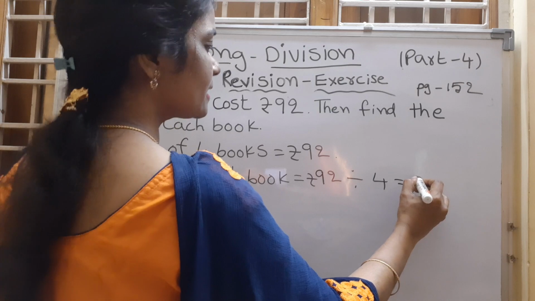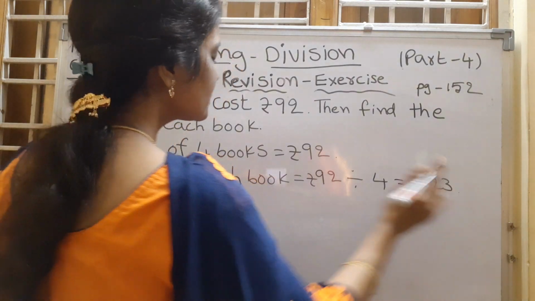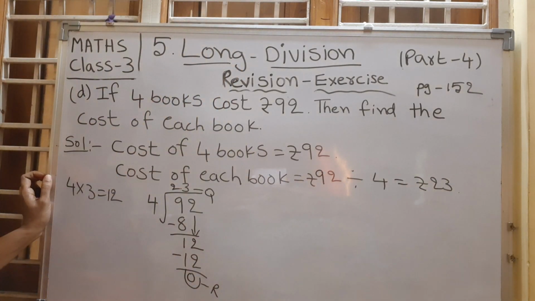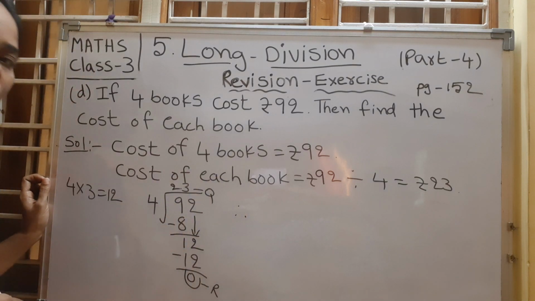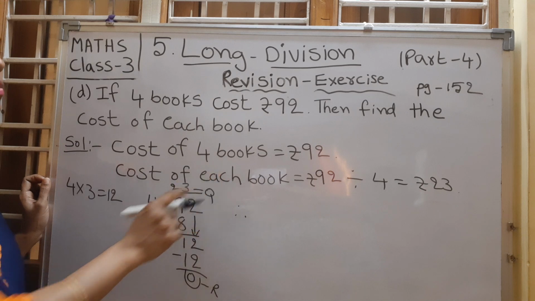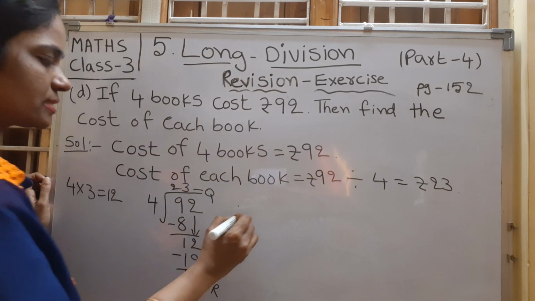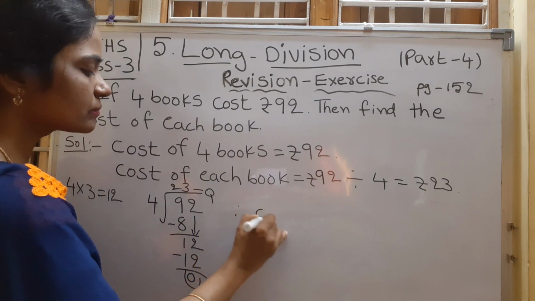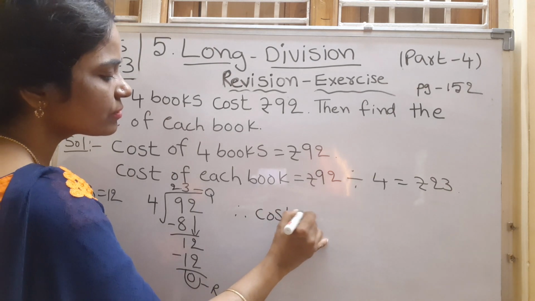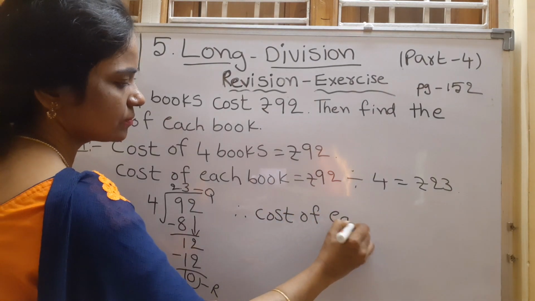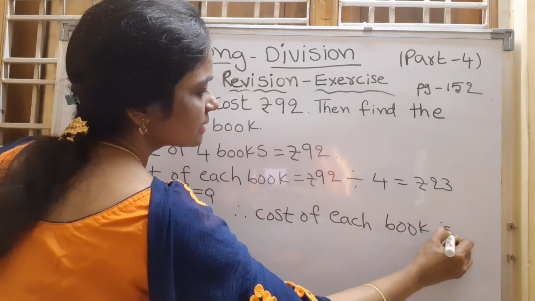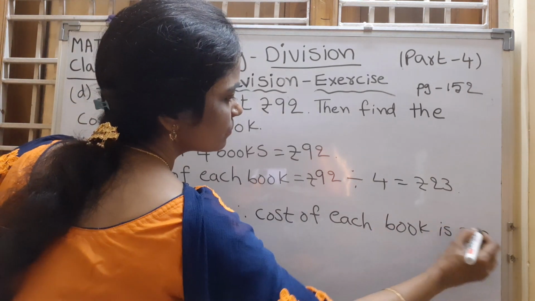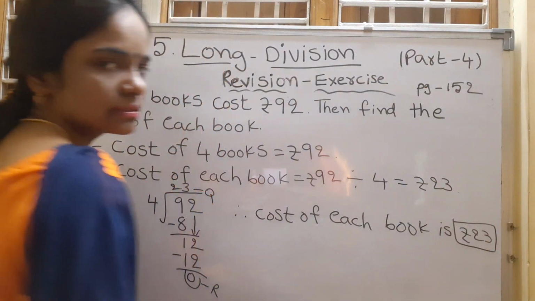So this is 23 rupees. What is the cost of each book, children? 23 rupees. So write down the final statement. What is your final statement? Cost of each book is 23 rupees. Yes, write down, children. Therefore, cost of each book is 23 rupees. Highlight the answer.